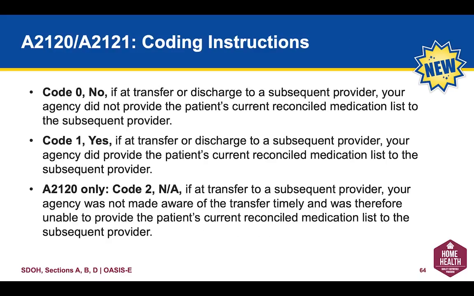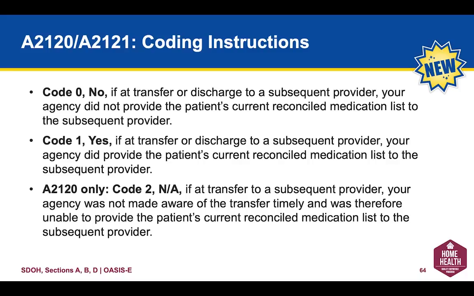Based on the responses in M0100 for A2120 and in M0100 and M2420 for A2121, the assessor would code 0 no if at transfer or discharge to a subsequent provider, the agency did not provide the patient's current reconciled medication list to that subsequent provider. If the assessor chooses code 0 no, they would move ahead to the next active data element.